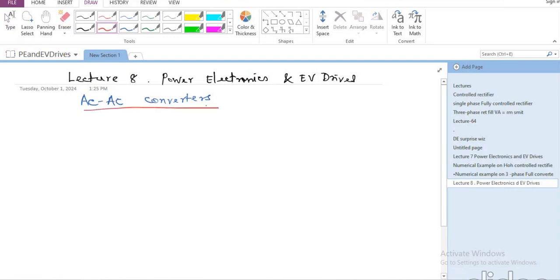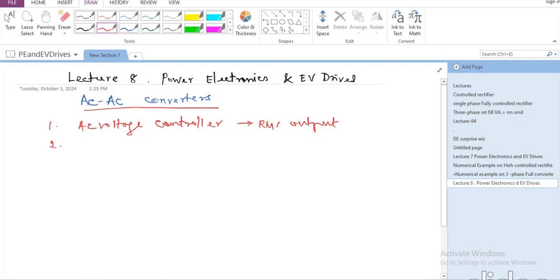If you look at AC to AC converters, there are two different types. One is AC voltage controller. In AC voltage controller, you would not be able to change the frequency. Rather, you would be able to change only the magnitude. So RMS output can be changed. That is what AC voltage controller's functioning is.